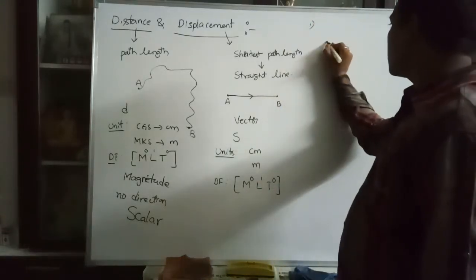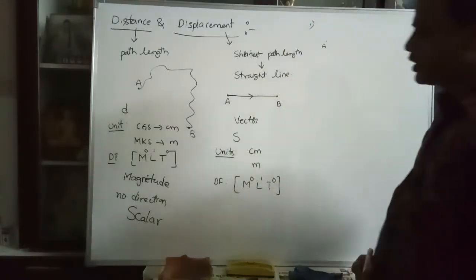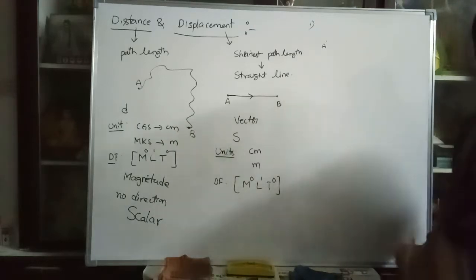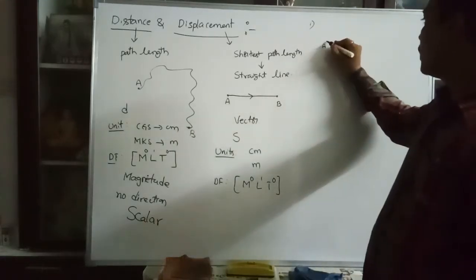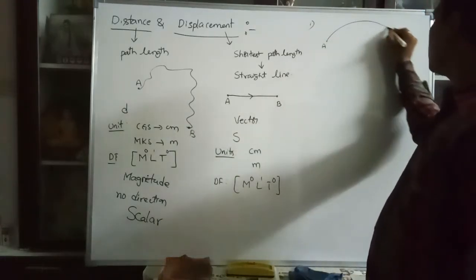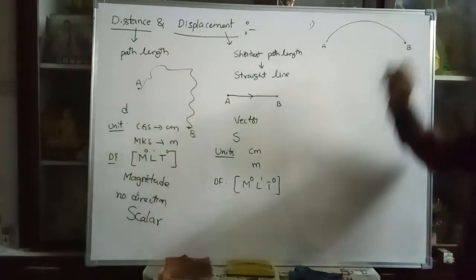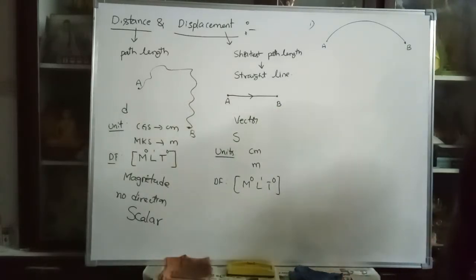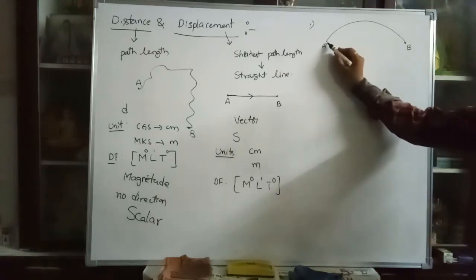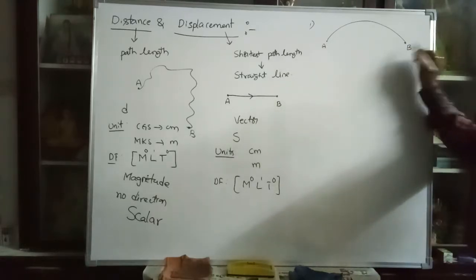A particle starts at A. After a certain interval of time t, this particle moves on a curved path like this and reaches the point B. So the starting point is A and the ending point is B.